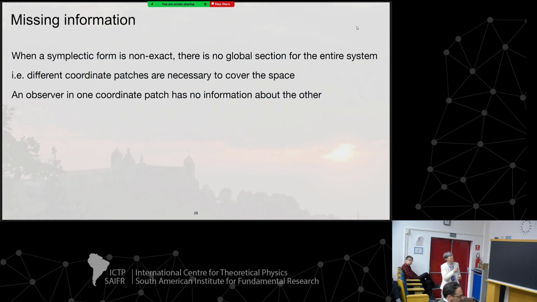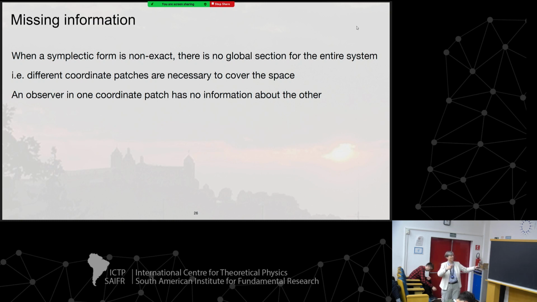Okay. One comment is that this Berry phase approach also very nicely quantifies the missing information. In particular, when a symplectic form is non-exact, there's no global section for the entire system. That's an expression from differential geometry, which means that essentially you need different coordinate patches to cover the Hilbert space. And so an observer in one coordinate patch has no information about the other. That's precisely what is happening for observers at the two sides of the wormhole.